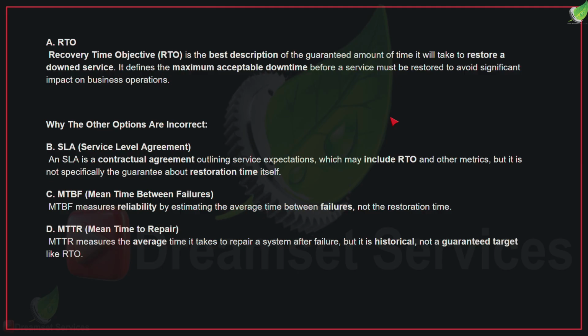B. SLA. An SLA is a contractual agreement outlining service expectations, which may include RTO and other metrics, but it is not specifically the guarantee about restoration time itself. C. MTBF. MTBF measures reliability by estimating the average time between failures, not the restoration time. D. MTTR. MTTR measures the average time it takes to repair a system after failure, but it is historical, not a guaranteed target like RTO. Therefore, the correct answer is A. RTO.